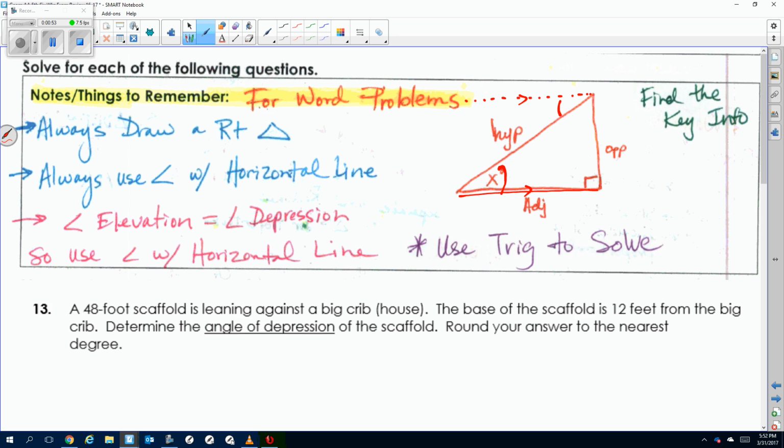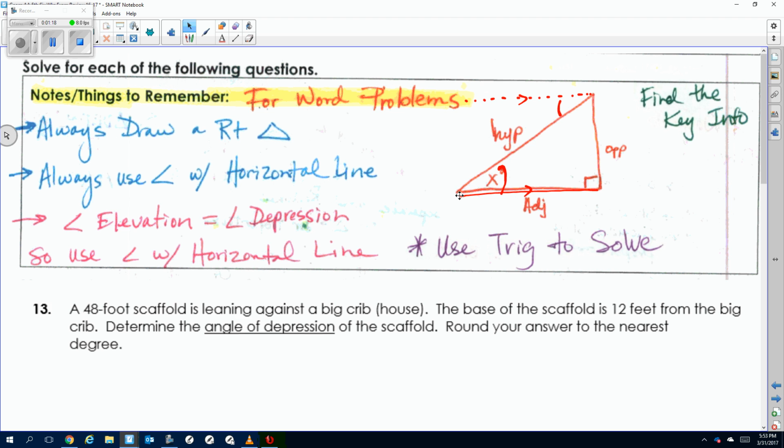So you always use the angle with the horizontal line. Don't worry about the vocabulary. Just always put it with the horizontal line, and you get it right. Trust me. Also, there are some things you need to make sure you know: your hypotenuse, your adjacent, your opposite parts. You're going to use trig to solve, and you're going to find the key information in the problem.